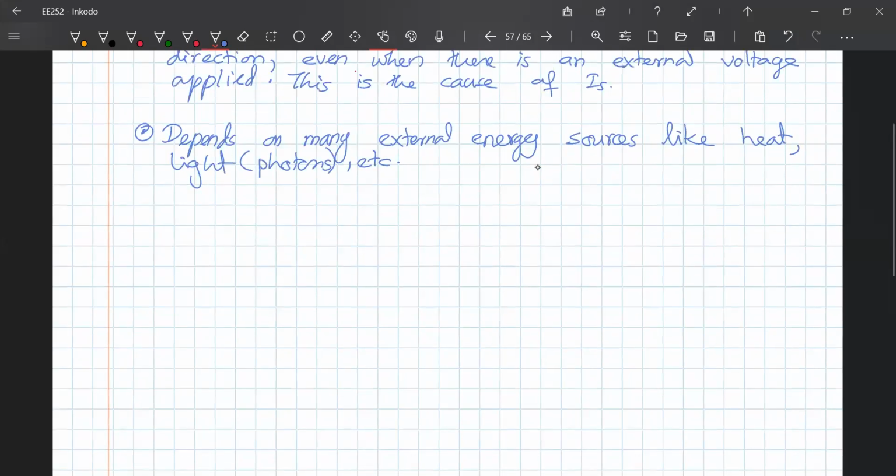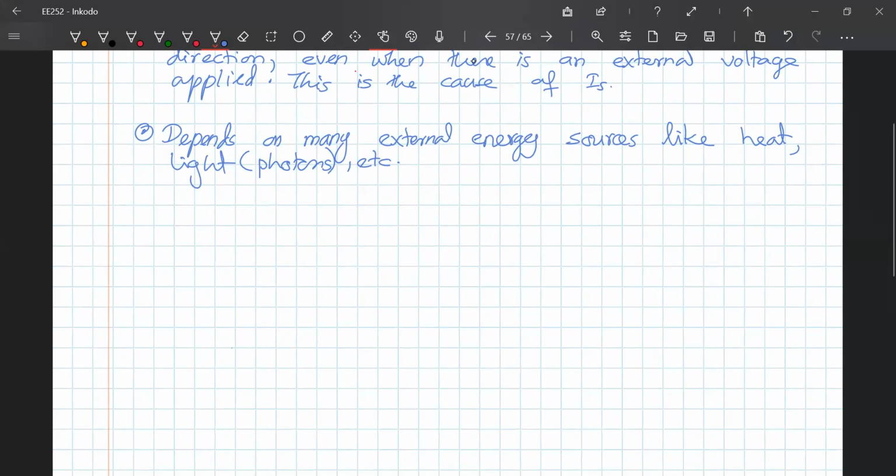Now, for example, if I want to increase the ID, one way we can increase the ID according to the Ebers-Moll equation is to increase IS. If you increase IS, ID will increase, right? Because ID is directly proportional to IS. However, if I am trying to increase IS using temperature, because I said temperature increases the energy, that will increase the diffusion current. So what will happen?